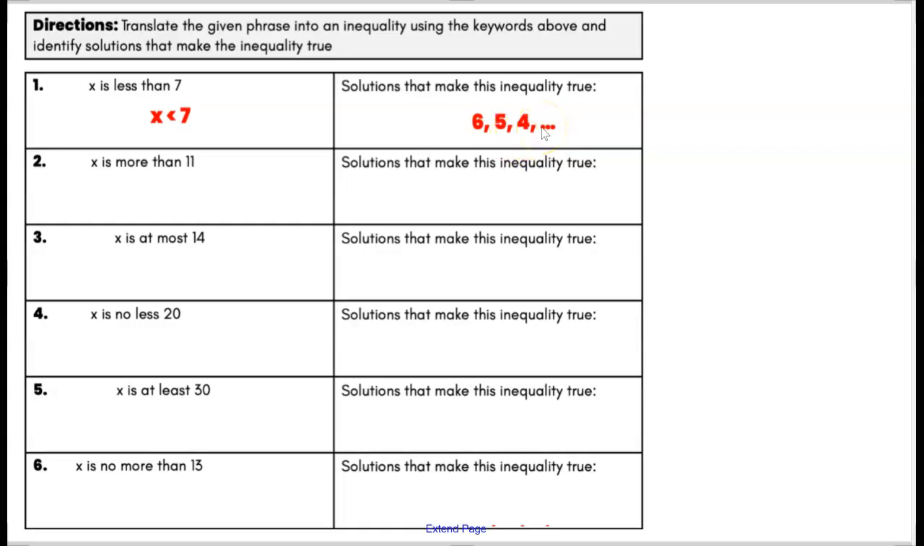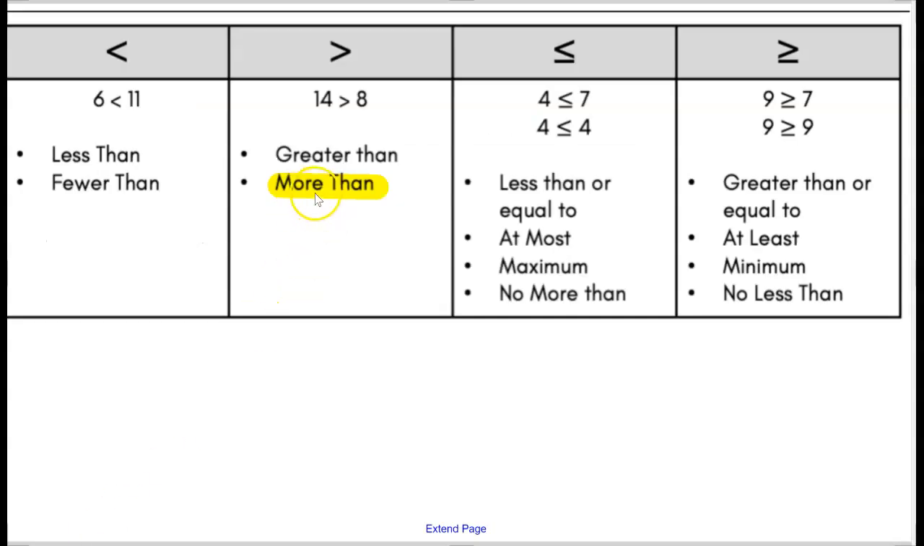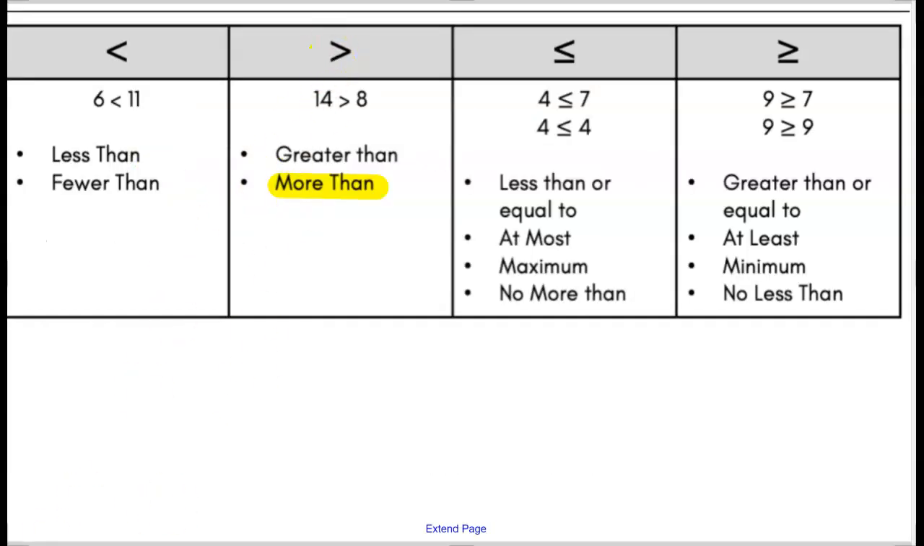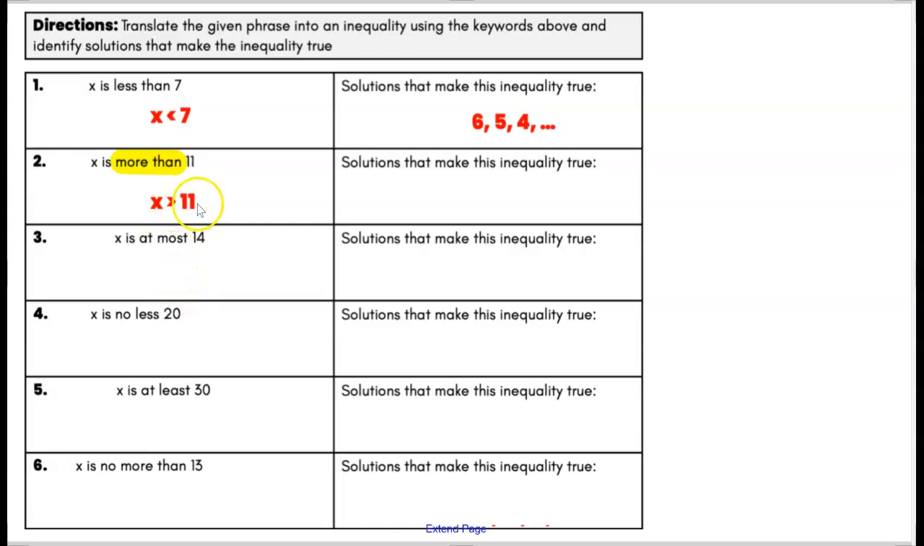Okay? All right, on number 2, it says x is more than 11. Well, you can look here and see where it says more than, and then put x is greater than 11. See, greater than symbol. All right, so x is greater than 11. And solutions that make the inequality true would be stuff like 12, 13, and 14, and so on, because they're greater than 11.